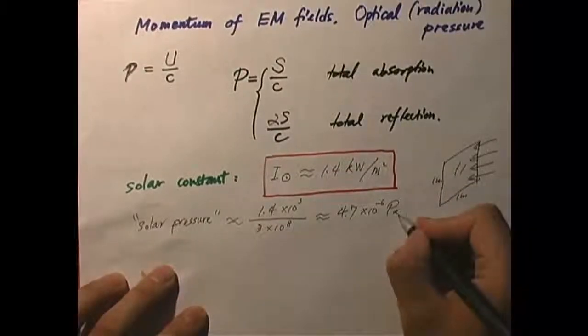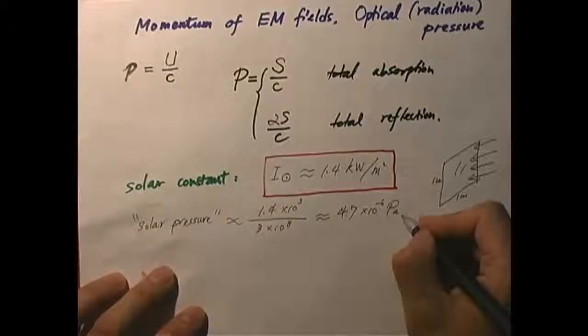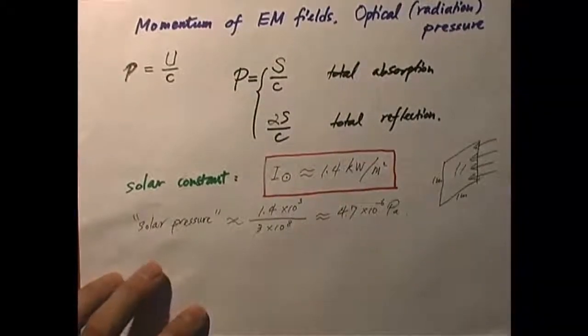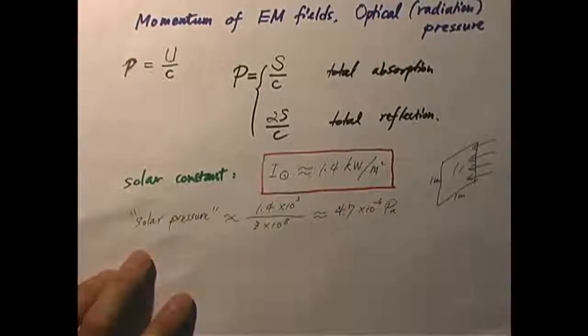As a matter of fact, if you compare that with the atmospheric pressure on the surface of the Earth, that is about 100,000 Pascal. Here it is 10 to the negative 6 Pascal. So no wonder you don't really feel the solar pressure. It's very, very small. But interestingly enough, just for fun, you can do a calculation.